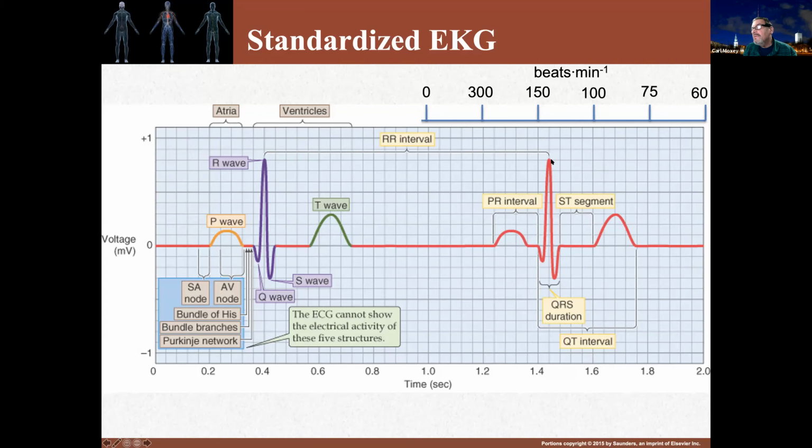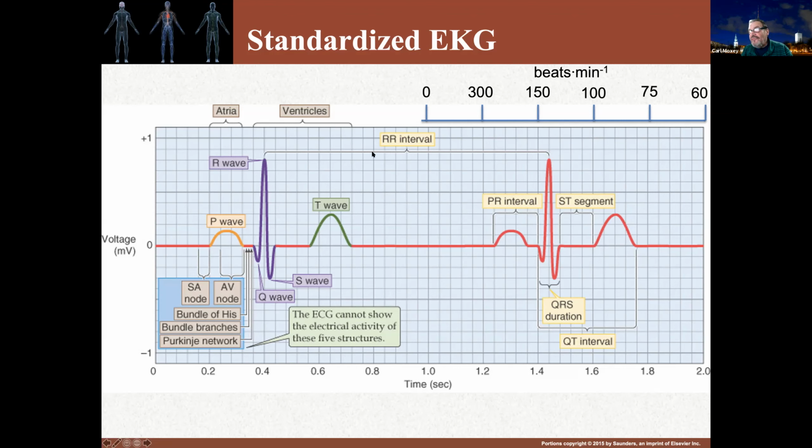So again, simple way to determine the heart rate is to simply count the number of big boxes in the fraction, if you will. So again, 300, 150, 100, 75, 60. And then I've got that extra little fragment over there. My next box would be 50, so this would be 52, 54, 56, 58. So my heart rate is 58 beats per minute.